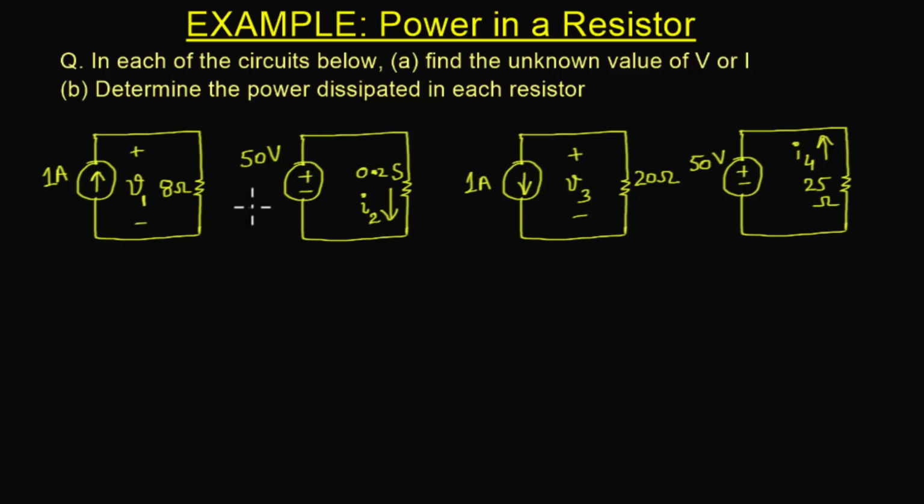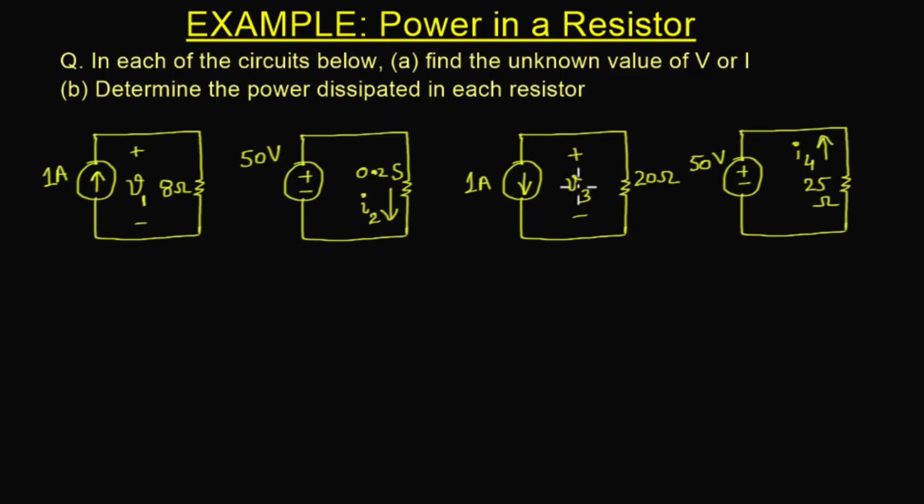Hi and welcome. In this example, we will do power calculations for different resistors. So the question is, in each of the circuits below, find the unknown value for voltage or current. So here you can see the unknown is V1 with polarity given. Similarly, here we have unknown I2 with the direction of the current given.